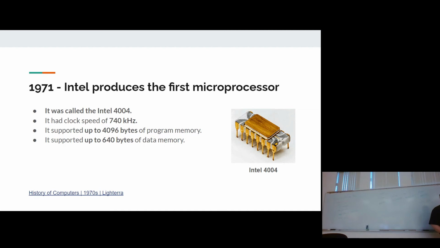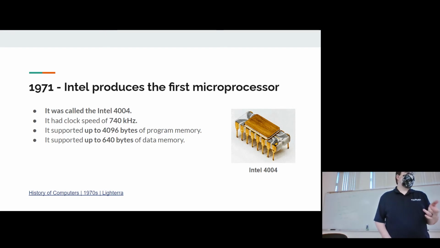What's impressive is that nowadays we're up to the gigahertz. And we're talking about 740 kilohertz at the time, which was still a big boom from what it was in 1961, just 10 years before that. But we are well above that now. It only supported up to 4 kilobytes of memory. That's all you got. You've got 4 kilobytes of program memory.